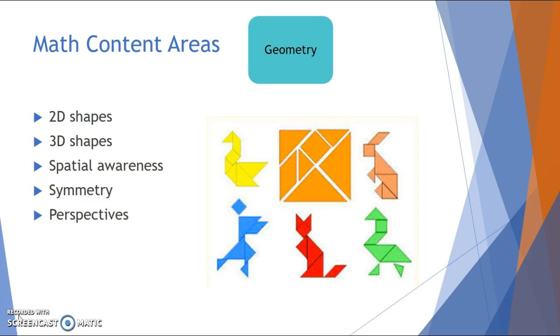Let's say that yellow duck in the top left-hand corner, I might show a child a picture of that and say, hey, can you build me this using these tangram pieces? In that, they would understand spatial awareness because they're looking at a picture, and where those pieces are in space has to map onto what they're doing in front of them. They're understanding 2-dimensional shapes because these tangrams are indeed 2-dimensional shapes. They also could be understanding perspectives depending on how you place the card, if it's up in front of them versus down on the table.